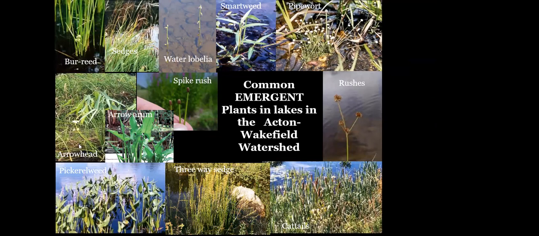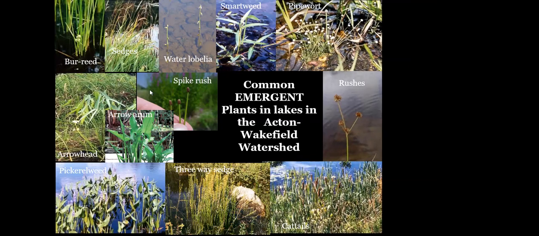Moving up, we have arrow arum and arrowhead. They're both very similar. They're 2 different species. Arrowheads typically have thinner, narrower arrow-shaped leaves. Arrow arum tends to have broader leaves, both right close to shore, forming clusters of these arrow-shaped leaf type plants.